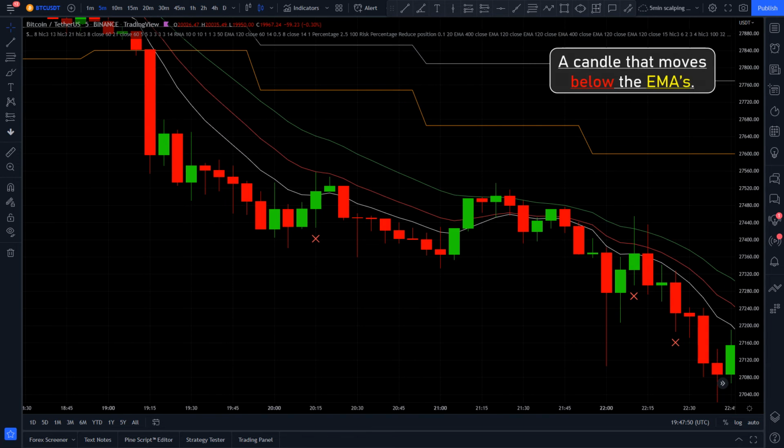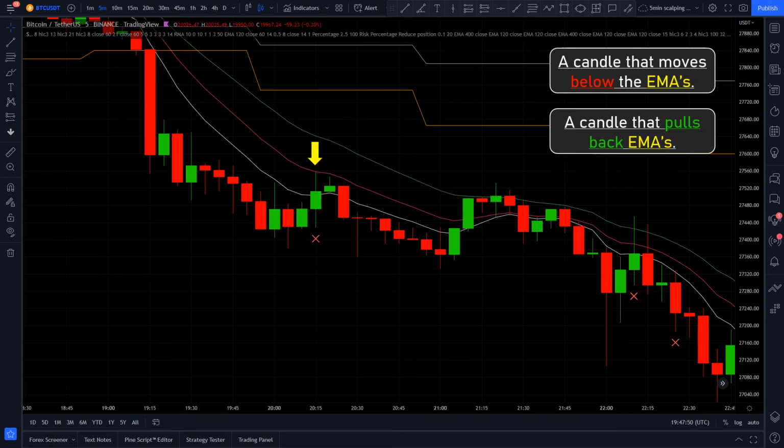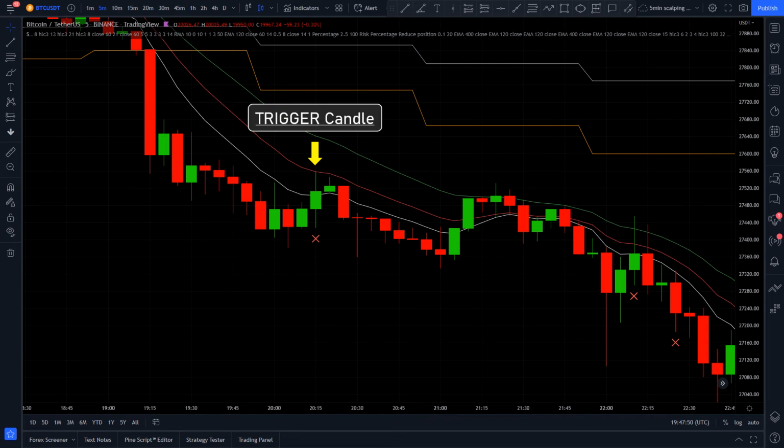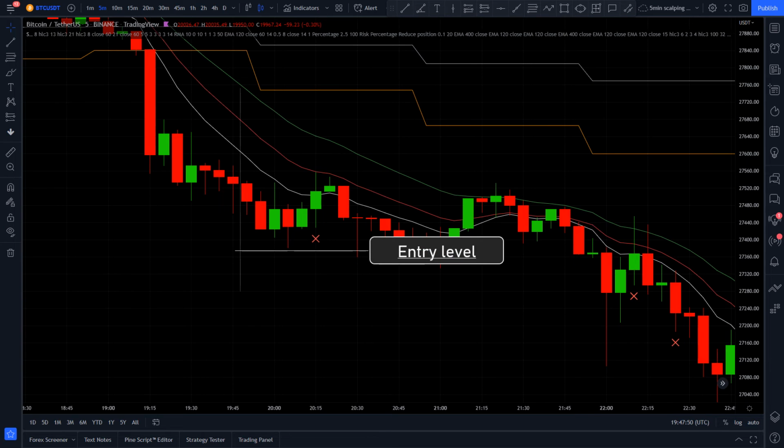Once all of those EMAs have lined up in the correct order, we need a candle that moves below all of these EMAs and does not touch any of the EMAs. After that, we need a candle that pulls back into any of the 5-minute EMAs and then closes anywhere below the 21 length 5-minute EMA. Once that happens, we have our trigger candle. Finally, we have to set up our entry, stop loss and take profit levels. The entry level will be 3 pips below the lowest point of the last 5 candles.